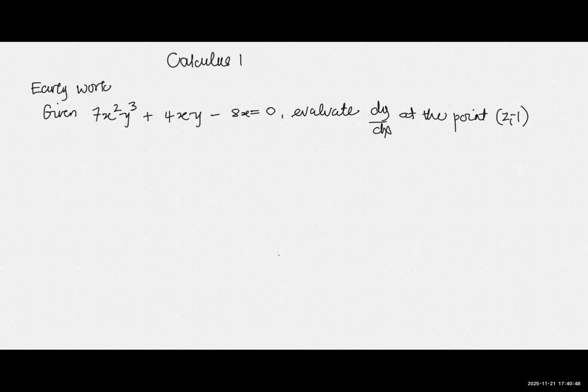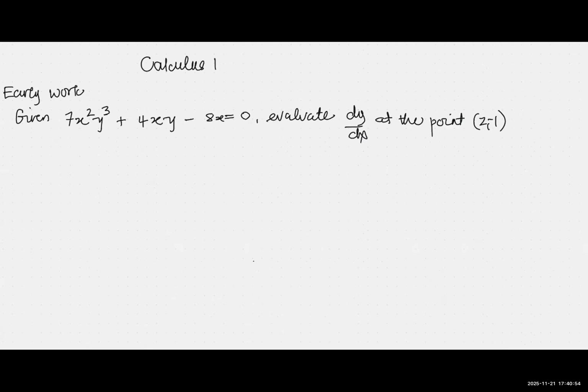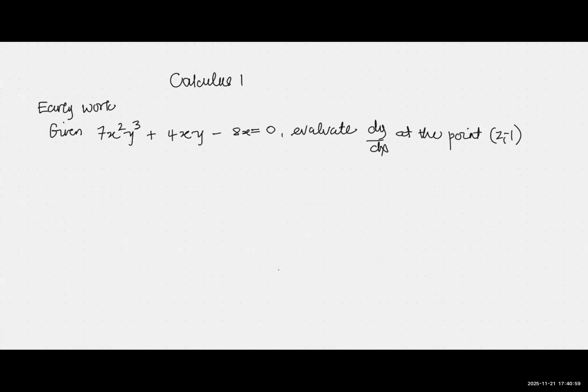So 7x squared y cubed is a product. So I'm going to have the first, which is 7x squared, times the differentiation of the second, 3y squared dy by dx, plus the second, which is y cubed, times the differentiation of the first, which is going to be 14x.